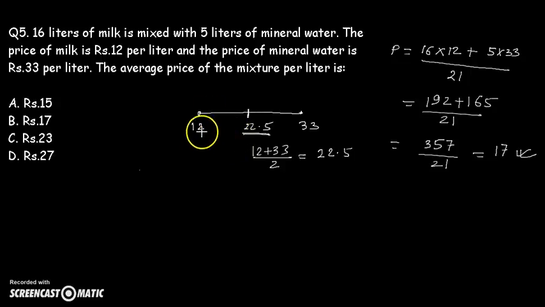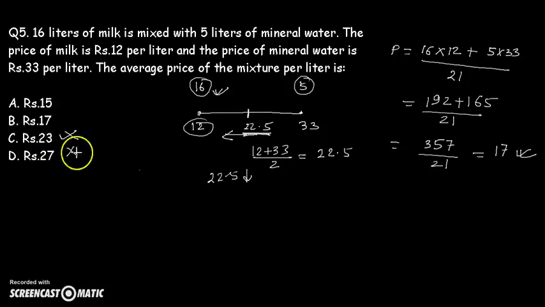But then we have a scenario where the weight is 16 and 5. Since this weight is more, the average will drag towards the value 12. So anything which will be lesser than 22.5 should be the answer. So we can reject out these two, 23 and 27, and we end up with 15 and 17, two values.